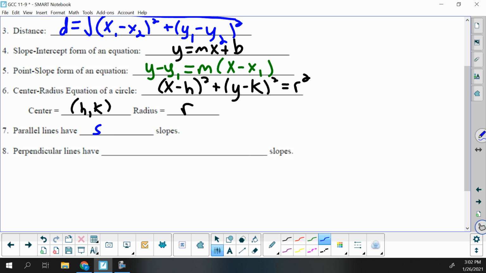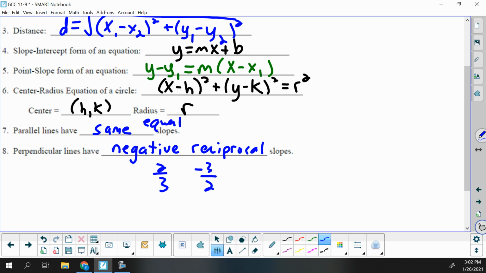Parallel lines have the same slopes, or you could say equal slopes. Either of those, same slopes, equal slopes. And perpendicular lines have negative reciprocal slopes. So if you had 2/3, the perpendicular slope would be negative 3 over 2. Reciprocal means it is flipped, and negative means it's negated, so the sign is changed.